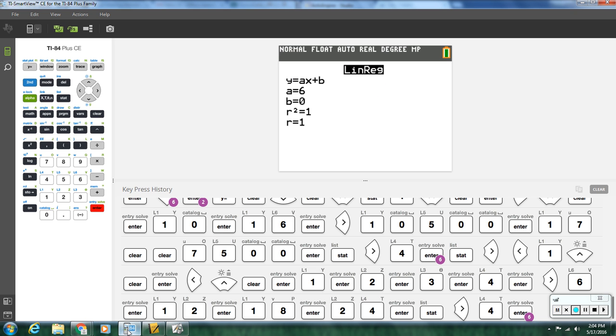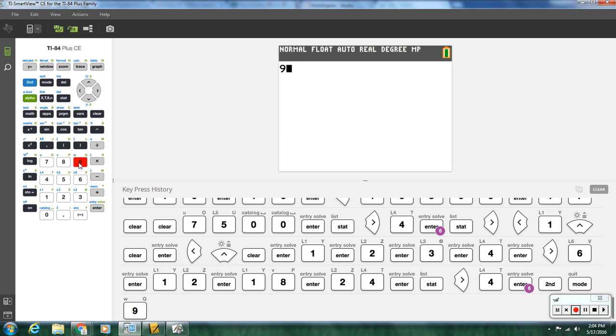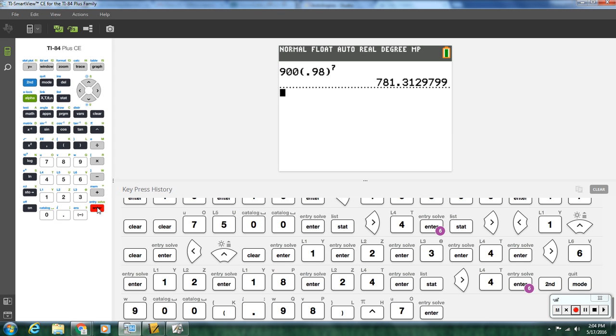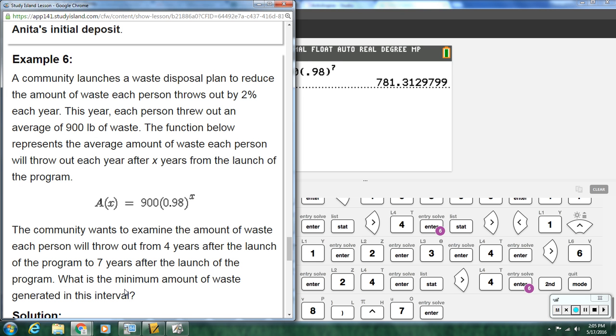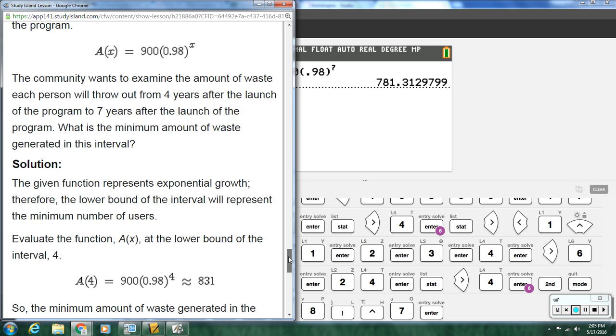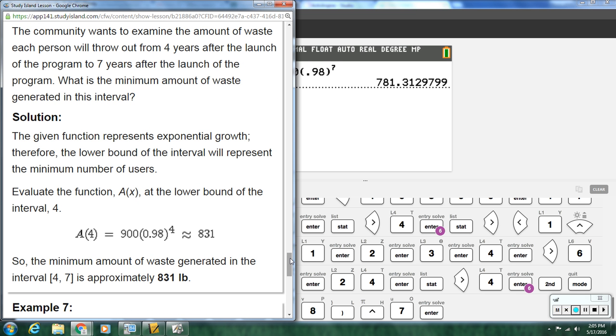So 900 times 0.98 raised to the 7th power. So there's our answer. You think that's it? Nobody's saying anything. Is that it? No. Why did they use the 4? Have I led you astray again? Yeah. The minimum amount of waste. Why would they do the 4?